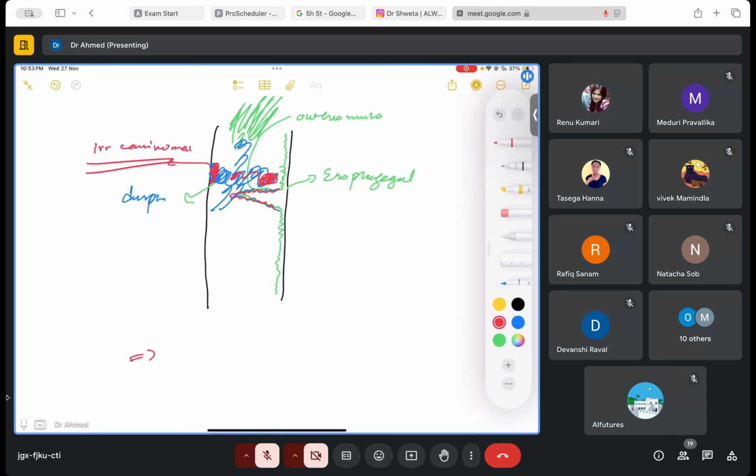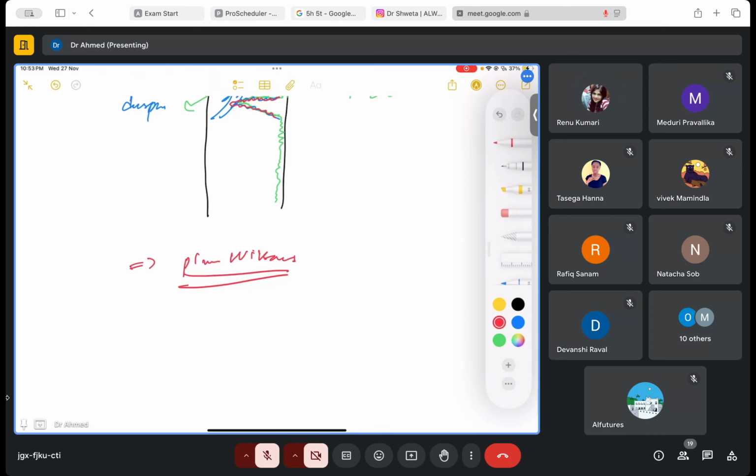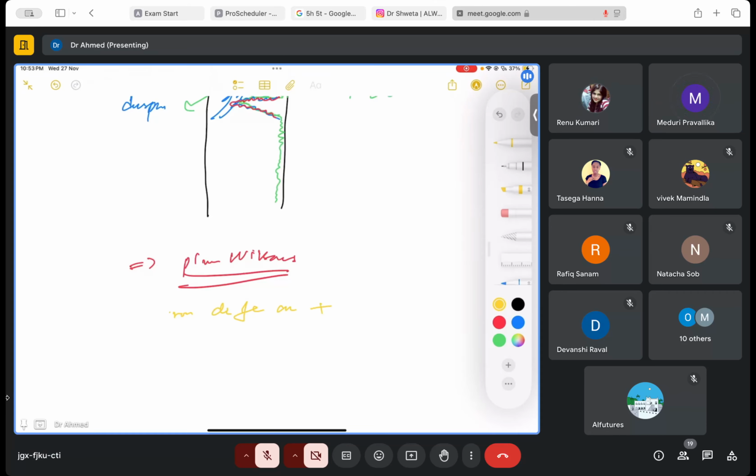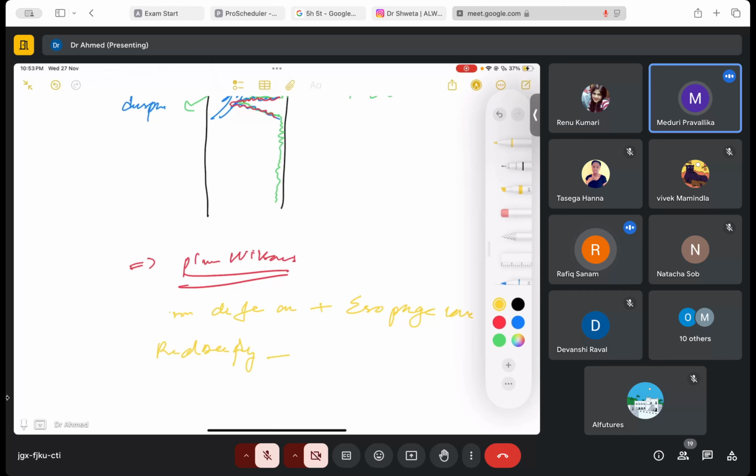So you have a syndrome which is known as Plummer-Vinson syndrome, which is associated with esophageal web. Can anyone tell me what Plummer-Vinson syndrome is? There is iron deficiency anemia plus esophageal web. Yes, red beefy tongue, spoon-shaped nails, koilonychia. Okay, so it's a syndrome.